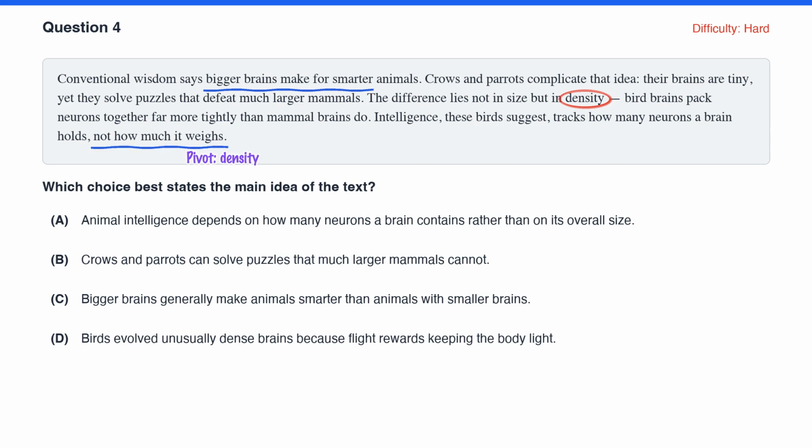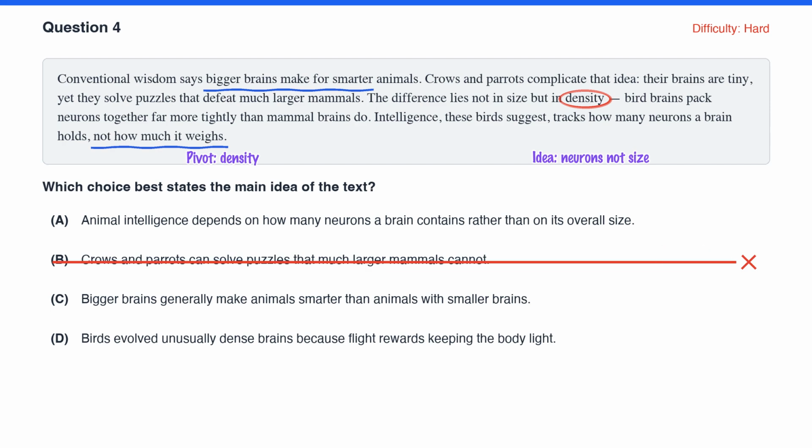Say the whole text in one sentence. Smarts come from neuron count, not brain size. Hold that prediction. The traps here are built to pull you off it. Now, the choices, and on a hard one, you check each against your sentence. B says crows and parrots solve puzzles. Bigger mammals can't. True, but that's the evidence the passage uses, not the claim it reaches.